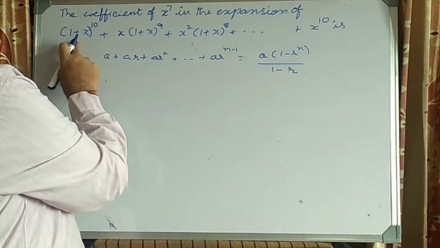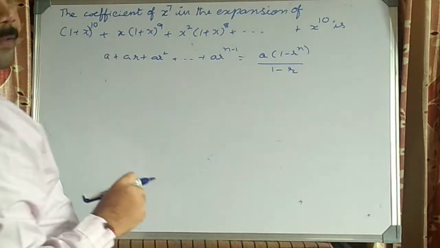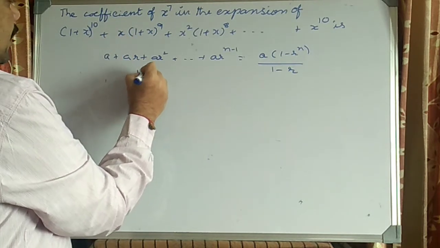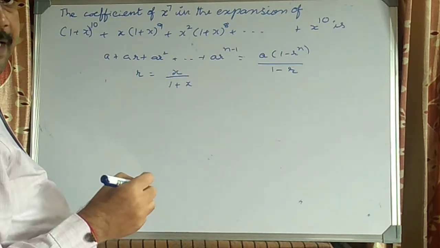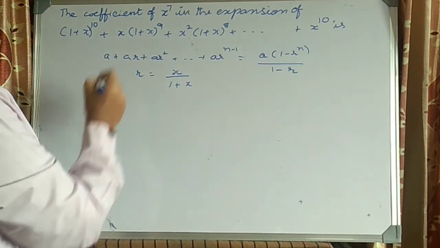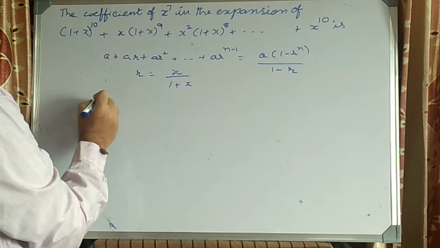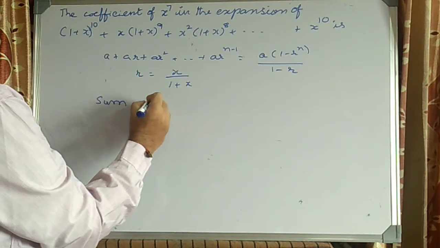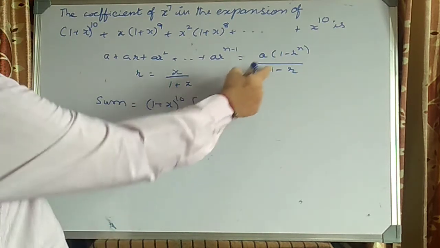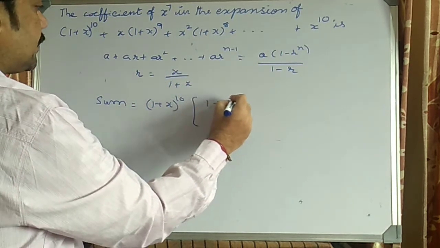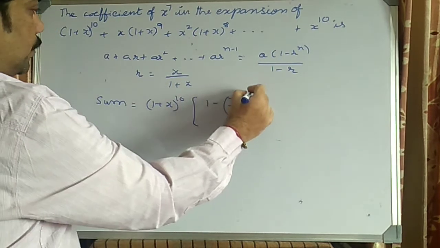Here you can see the term is divided by 1 plus x and multiplied by x. So you can see very clearly r here becomes x by 1 plus x. So I am now applying this formula here. A is 1 plus x whole to the power 10, into a into 1 minus x by 1 plus x whole to the power 11.